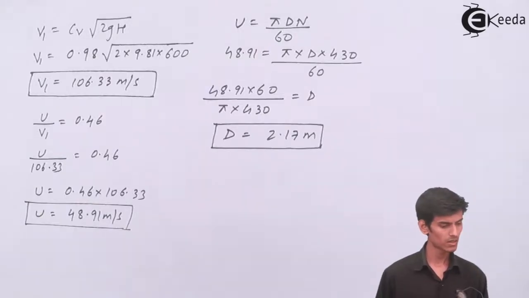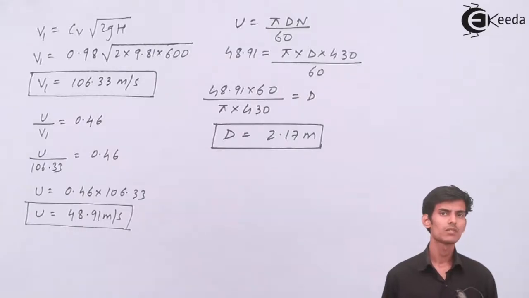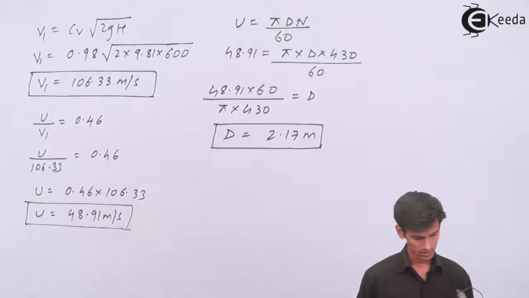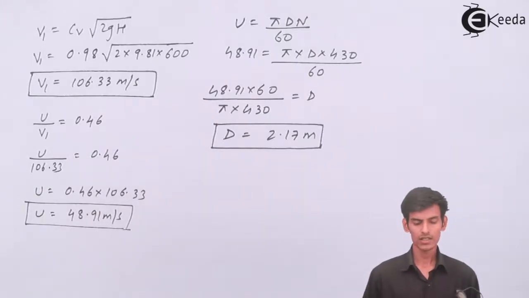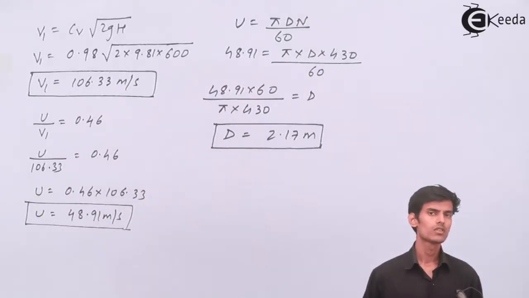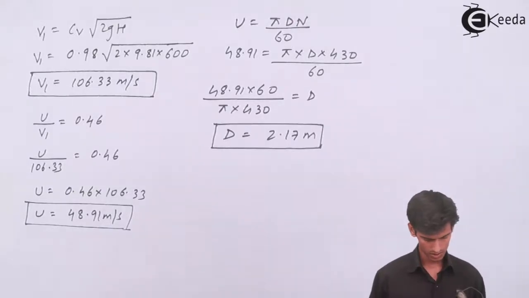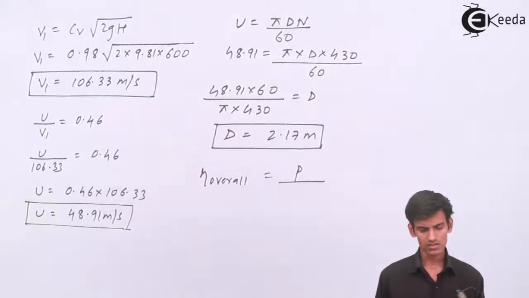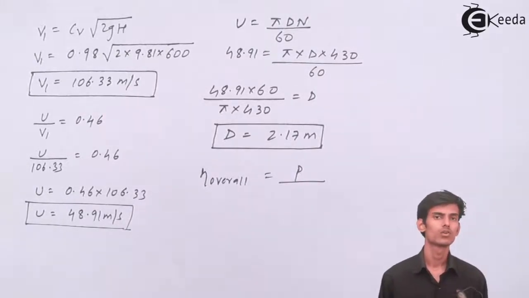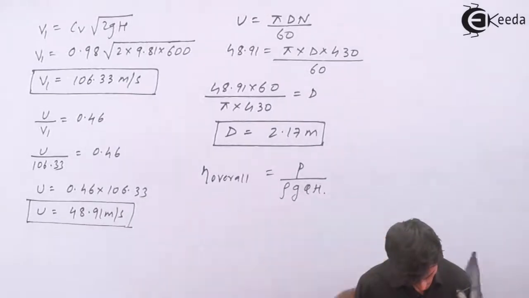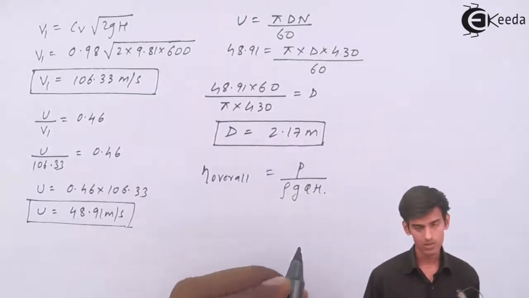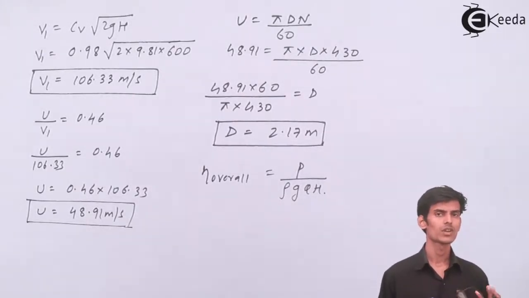Now we've got the diameter of the wheel. Next, the diameter of the nozzle and the discharge we have to find. For finding the discharge, we can use the formula of overall efficiency. Overall efficiency is nothing but power developed divided by the water power. And the value of overall efficiency is given, which is 90%. In terms of fraction, you can write 0.9.